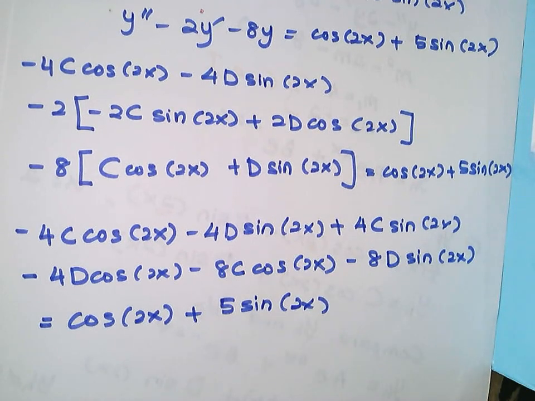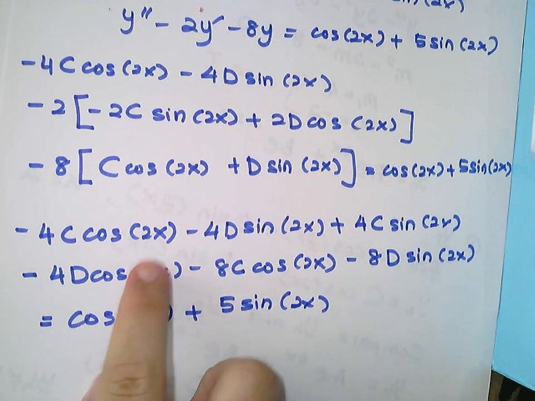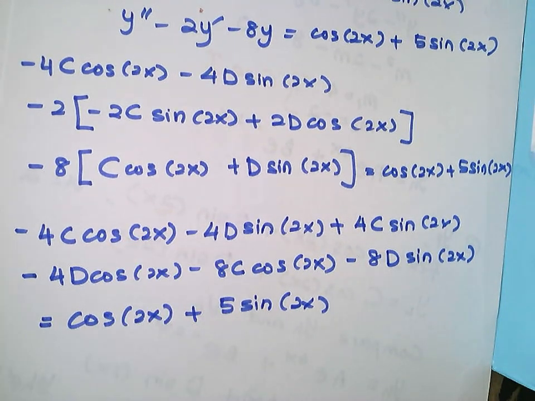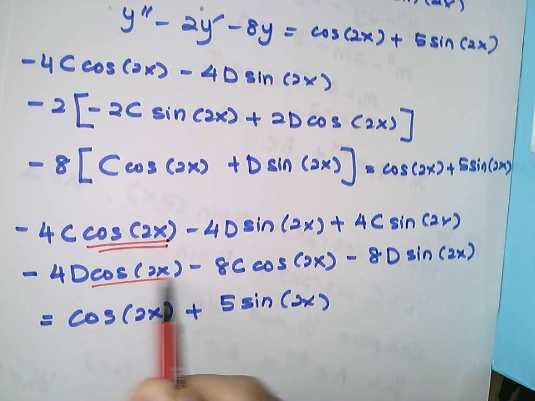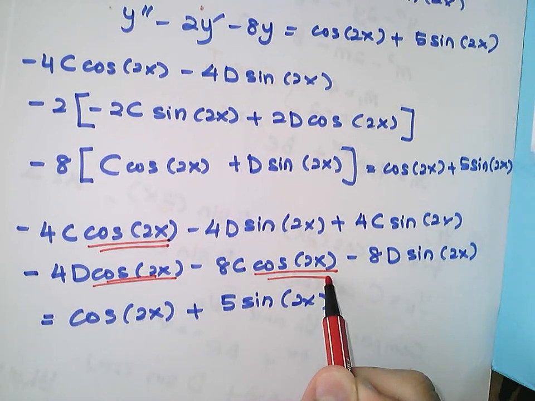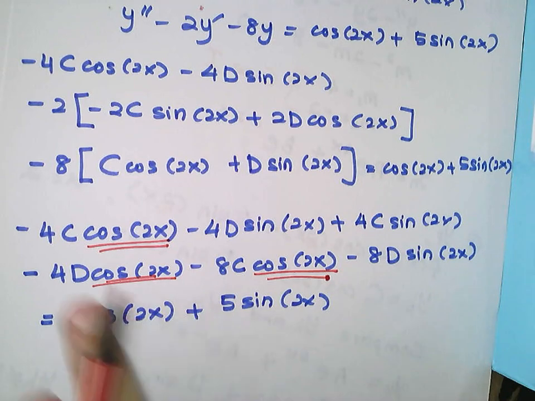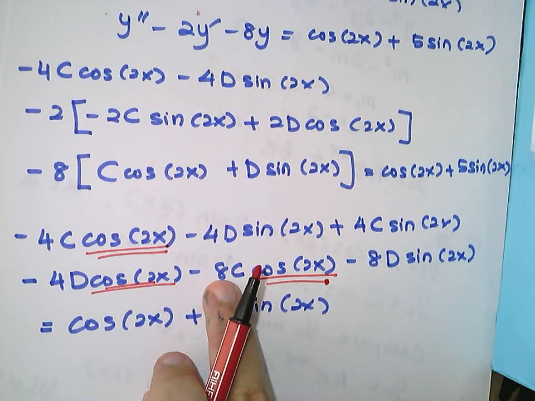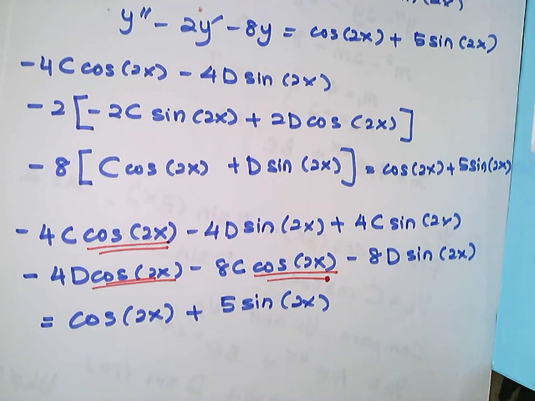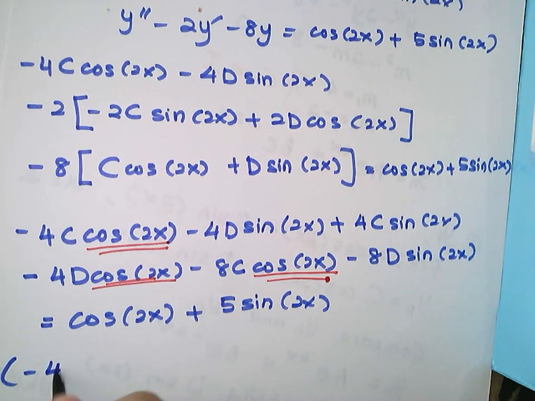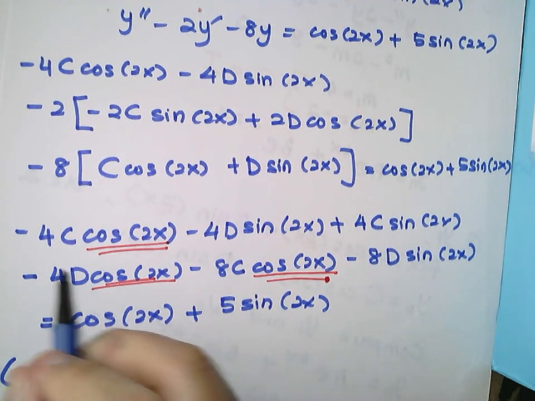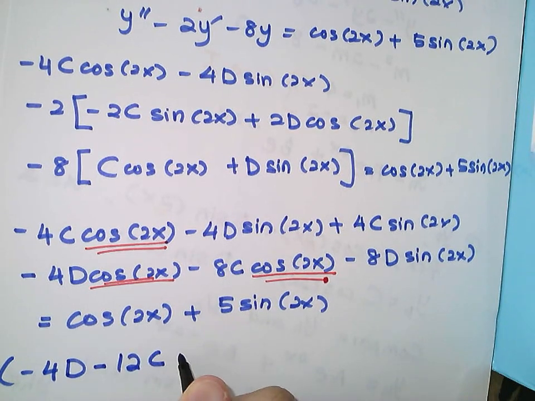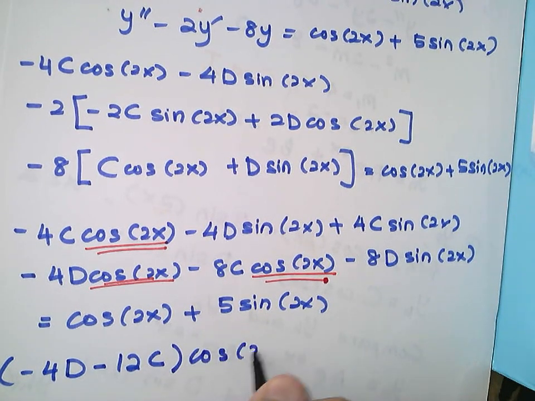So simplify this one. So with cos coefficient, we start with cos 2x. Okay, so you have this one, you have this one, and also this one. Okay, so negative 4c minus 8c will give you negative 12c. So therefore, you will have negative 4d minus 12c cos 2x.